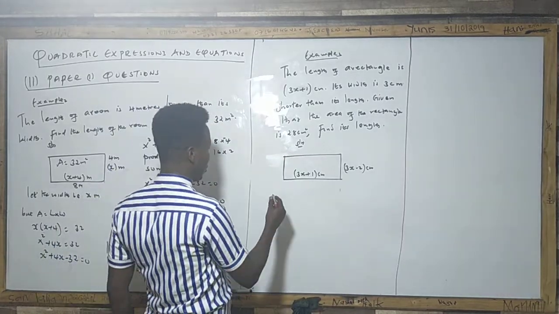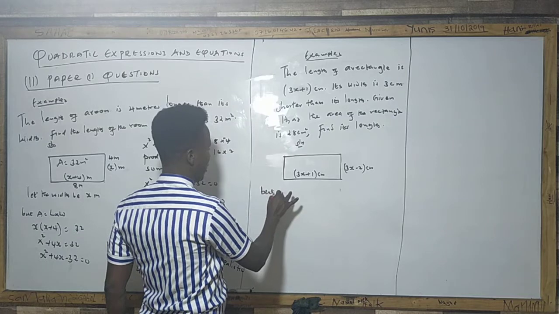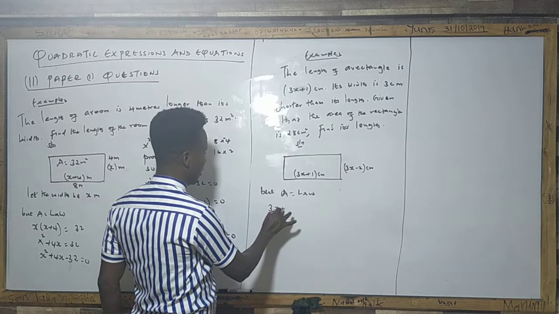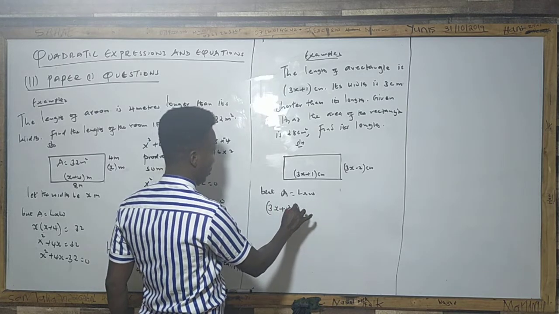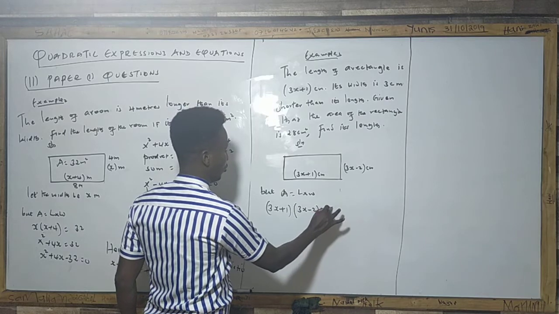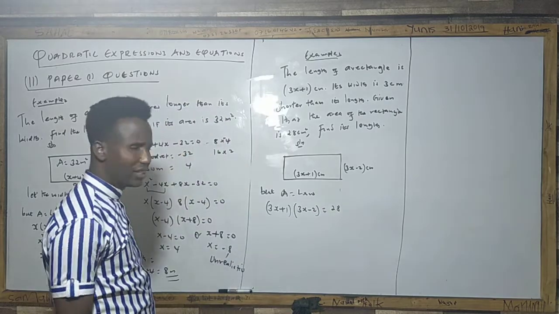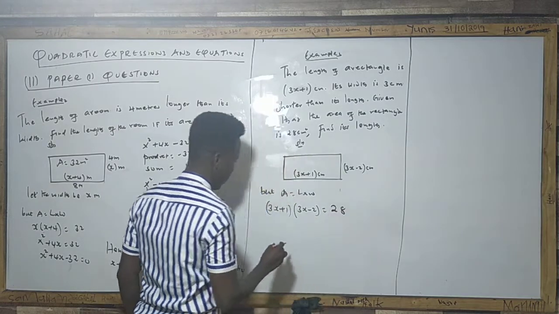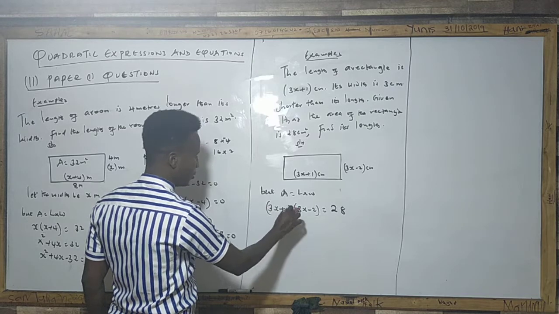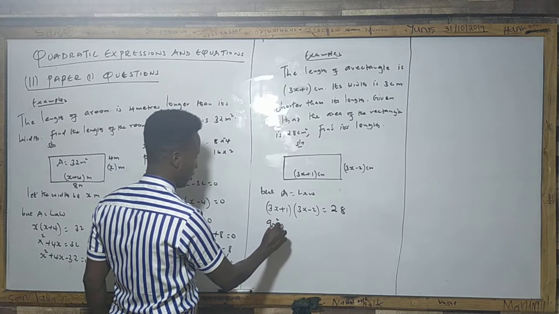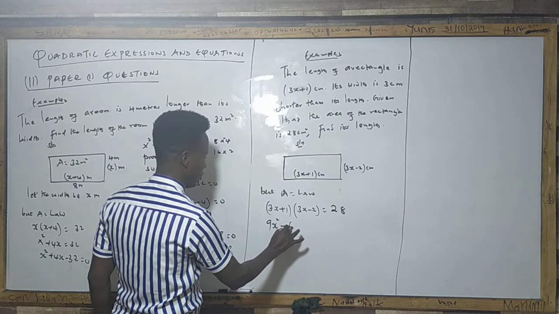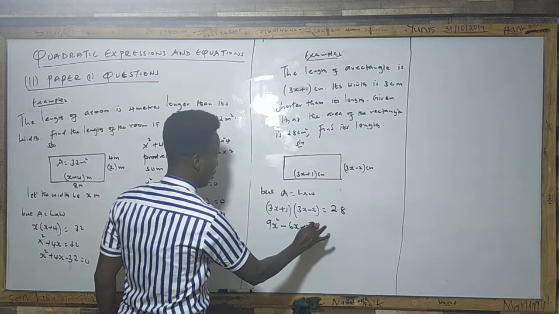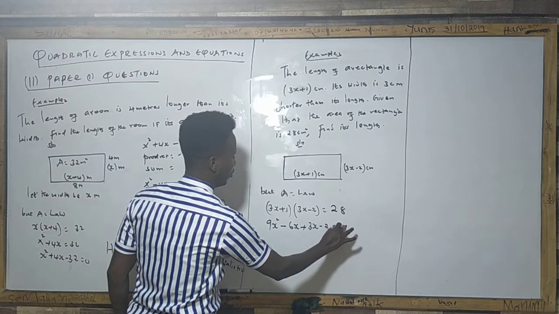Just understand that. But we still know that area A is equal to L times W. So we can say 3x plus 1 in bracket into 3x minus 2 is equal to 28, which is the area. Just understand, L times W is equal to the area. This is 28. Then 3x times 3x, that's 9x squared. Minus 3x times 2, 6x. Plus 1 times 3x, 3x. Minus 2 is equal to 28.